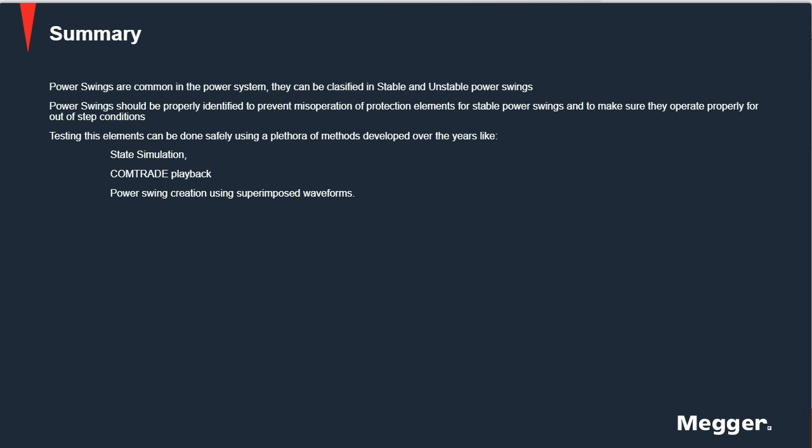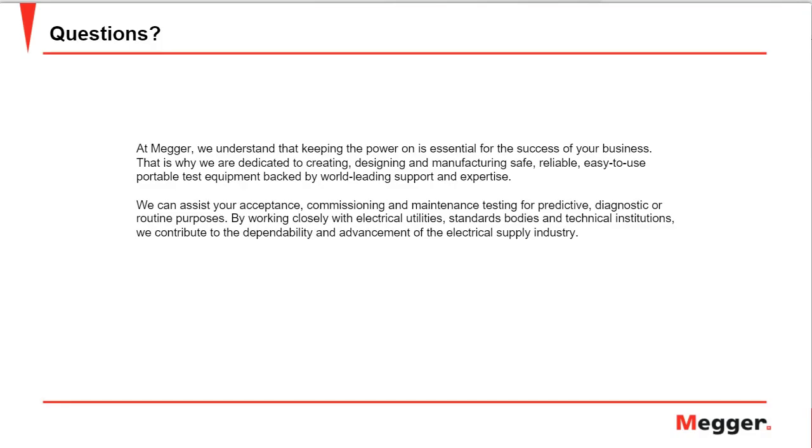Now, you can test these elements. There are a lot of methods for testing out there: state simulation, COMTRADE playback, and power swing creation using superimposed waveforms. If you go into the SEL paper that I mentioned, they have a variation on the superimposed waveforms method, which I think is worth reading. And with that, I think we are good, and we can go to questions.